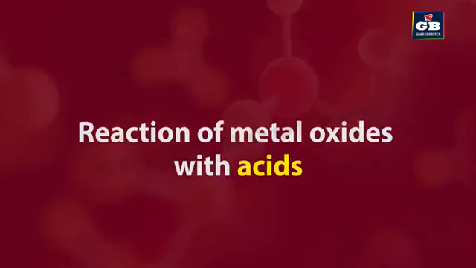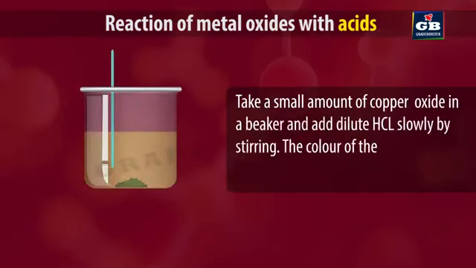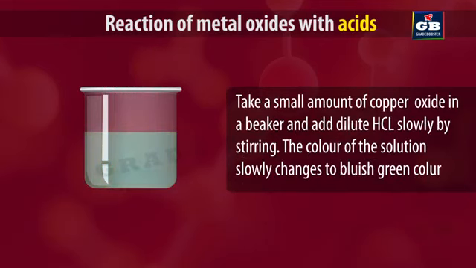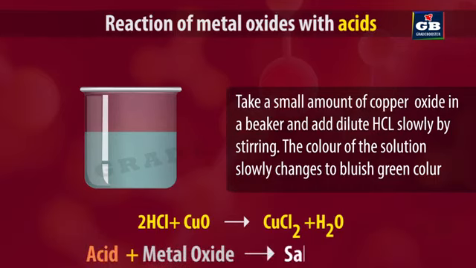Now let's see the reaction of metal oxides with acids. Take a small amount of copper oxide in a beaker and add dilute HCl slowly while stirring. We have taken copper oxide in a beaker and are adding dilute hydrochloric acid. Now the color of the solution slowly changes to bluish green. The copper oxide reacts with hydrochloric acid and forms copper chloride and water. So, when a metal oxide reacts with an acid, it forms salt and water.